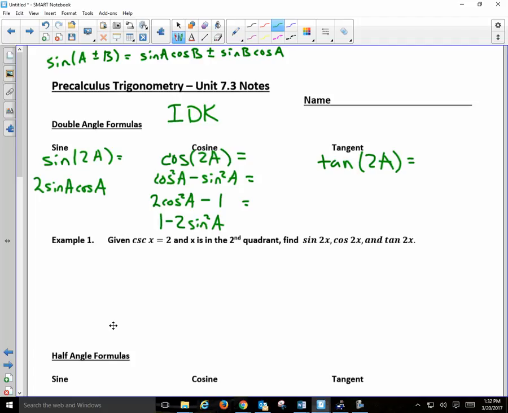Okay, so for tangent of a double angle, you get 2 tangent of A divided by 1 minus tangent squared of A. That is a formula I've really never used in my life. What I use instead is sine of 2x divided by cosine of 2x. You'll see.